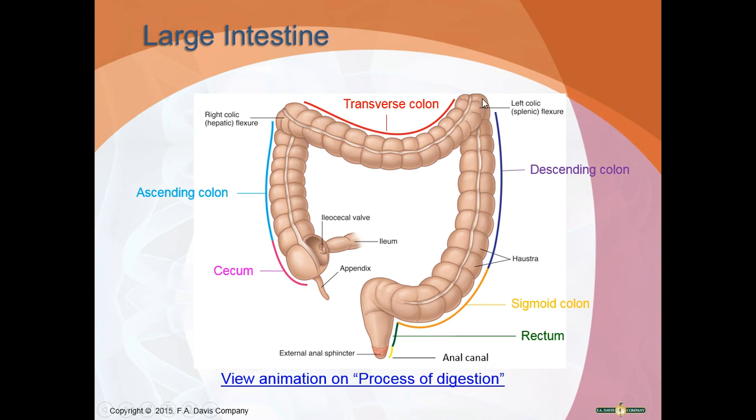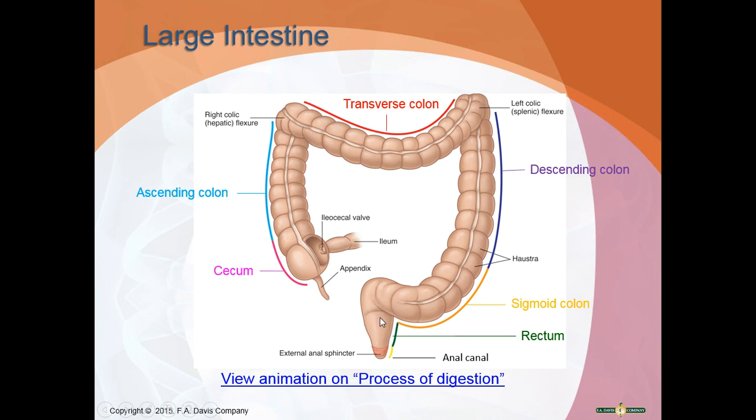The colon turns sharply downward at the left colic, splenic flexure. That would be here. Left colic or splenic flexure takes a sharp turn downward. And then the sigmoid colon forms an S shape. So usually you see more of that S shape in pictures. And down to the rectum.